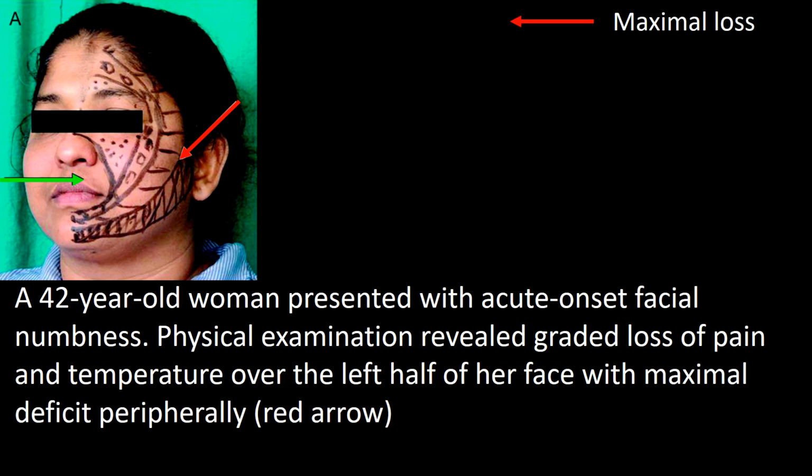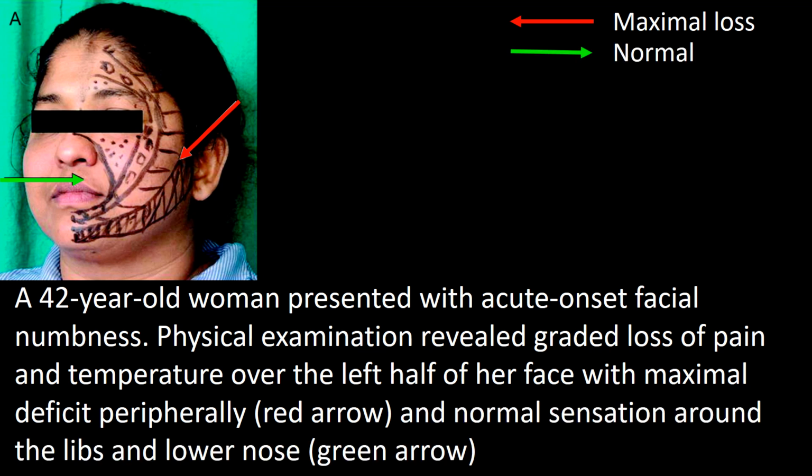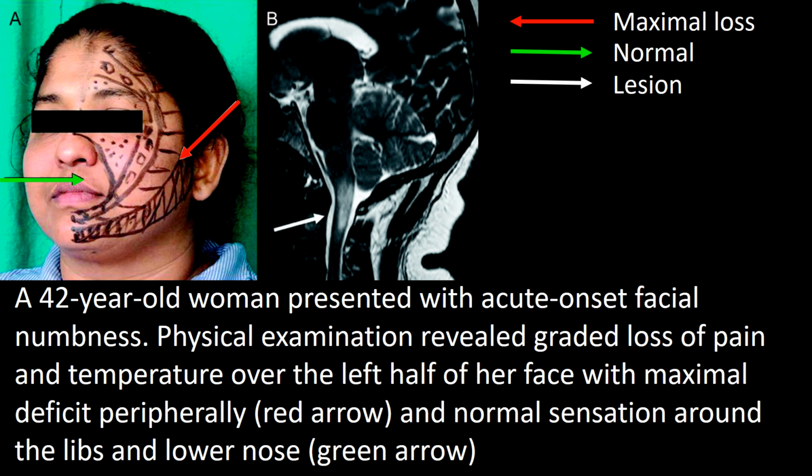with maximal deficit peripherally, indicated by the red arrow, and normal sensation around the lips and lower nose, as indicated by the green arrow. You can see in this new frame a parasagittal MRI showing the extent of the lesion. The lesion is in the region of the spinal nucleus of cranial nerve 5, extending to C2.